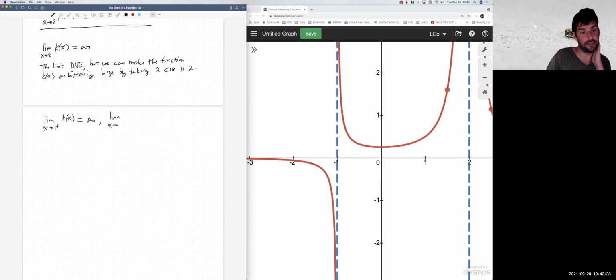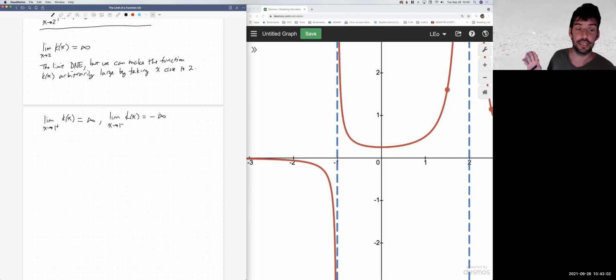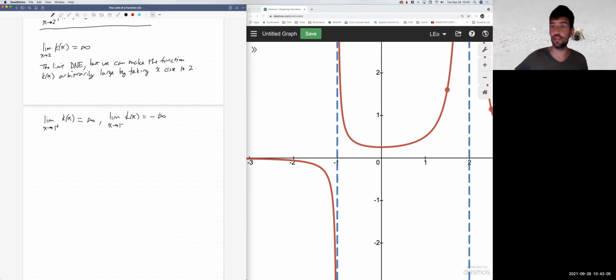And from the left, we're going to negative infinity, right? Both of these mean what we have up here. The limit doesn't exist. But as I approach -1 from the positive side, from the right, I can make k of x as large as you want in the positive direction. And as I approach from the left, from the negative side, I can make k of x as large as you want, but in the negative direction, by taking our x values close to -1.